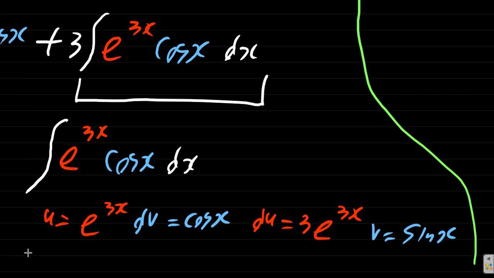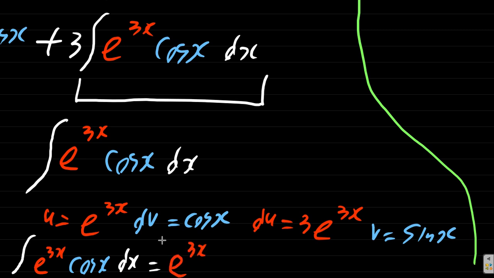So therefore, the integral of e to the 3x cos x dx is equal to the integral of u dv, which equals uv, where u is e to the 3x and v is sine x, minus the integral of v, which is sine x, du. Du is 3 e to the 3x. See that?